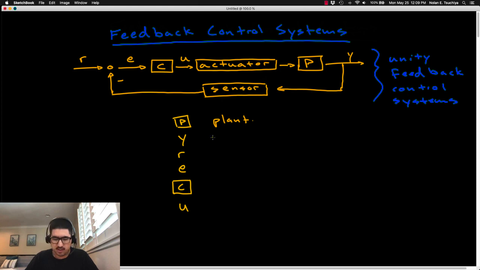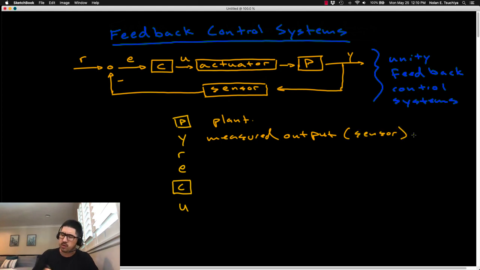Y is the measured output. This is the actual variable that you are trying to control. And the way that our computer systems are going to measure that output is through some type of sensor. We'll go into some examples once we get through this general outline, but all systems need some type of sensor to measure their surrounding parameters.